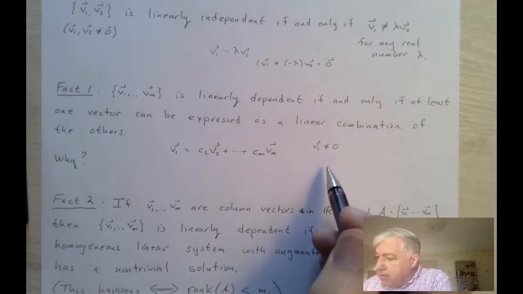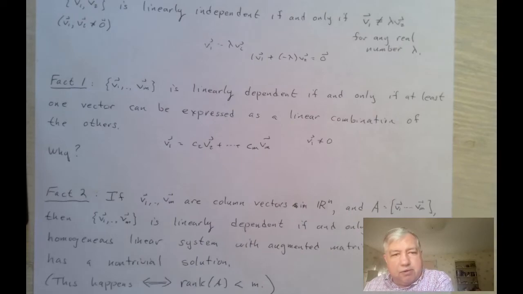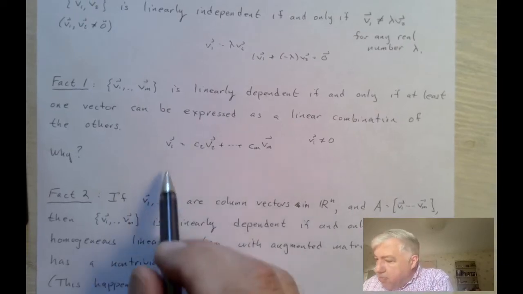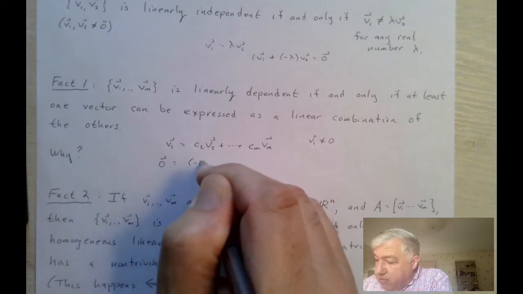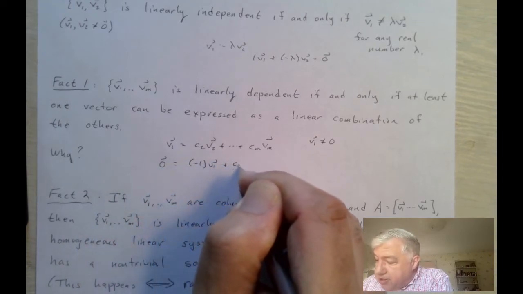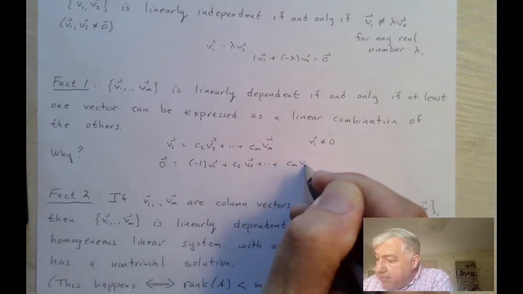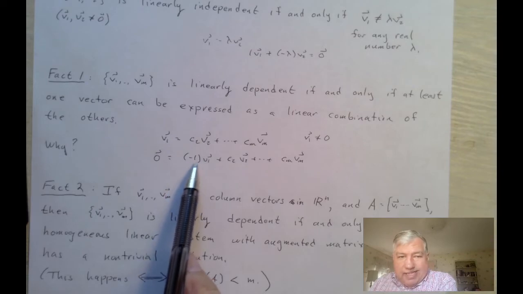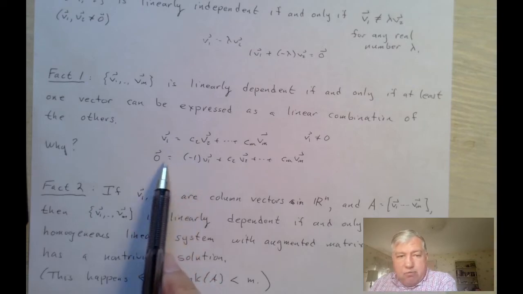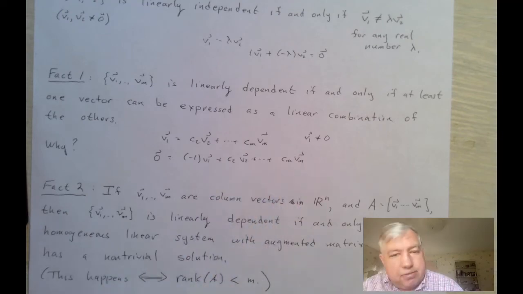Okay, I guess we'll just say it's not 0 to be simple. But then we can basically subtract v1 from both sides, and we'll get 0 is going to be negative 1 v1 plus c2 v2 plus cm vm. Here, obviously negative 1 is a non-zero scalar, so 0 is a non-trivial linear combination of these. So that means we get linear dependence.